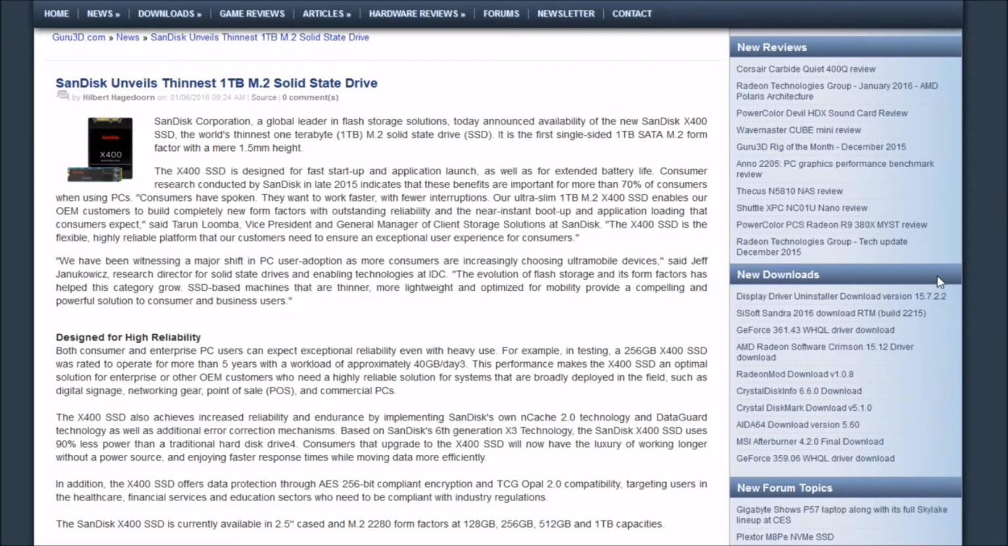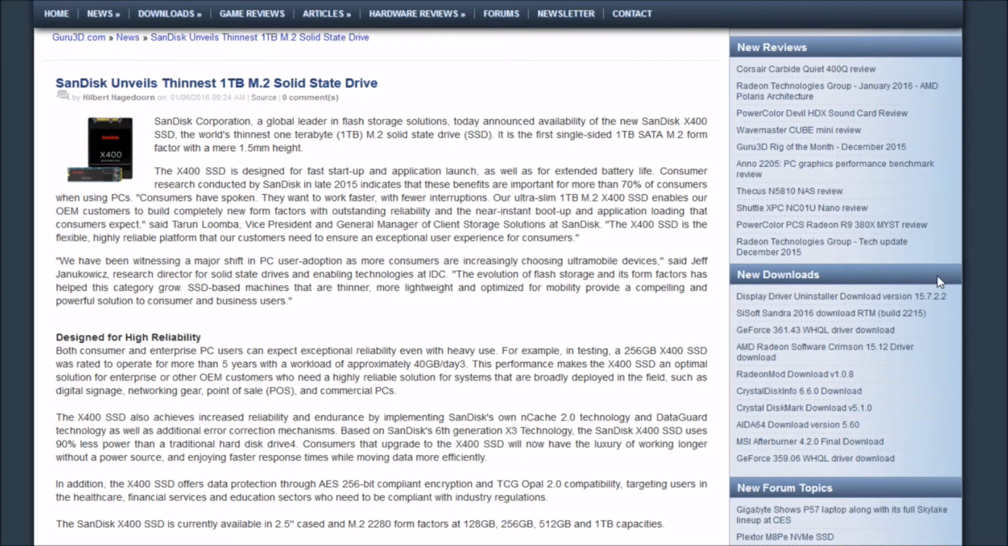It also achieved increased reliability and endurance by implementing SanDisk nCache 2.0 technology with data guard technology, as well as additional error correction mechanisms. Based on SanDisk 6th generation X3 technology, the SanDisk X400 SSD uses 90% less power than a traditional hard drive. Wow. This is awesome. Consumers that upgrade to the X400 SSD will now have the luxury of working longer without a power source and enjoying faster response times while moving data more efficiently.